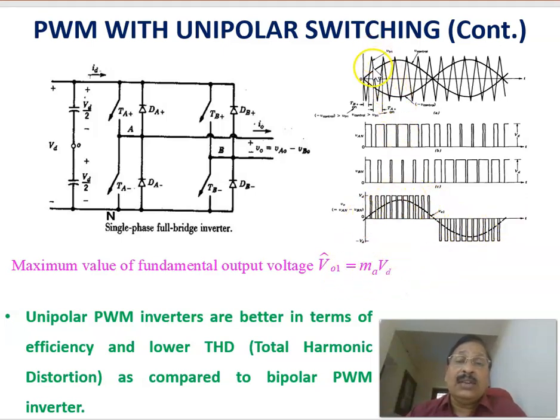And the output frequency is the same as the frequency of the modulating signal. Therefore, in order to change the frequency, we have to change the frequency of this reference or modulating signal. Therefore, the unipolar PWM inverters are better in terms of efficiency and lower THD, as compared to the bipolar inverter. We'll be seeing the harmonic spectrum in the next slide.